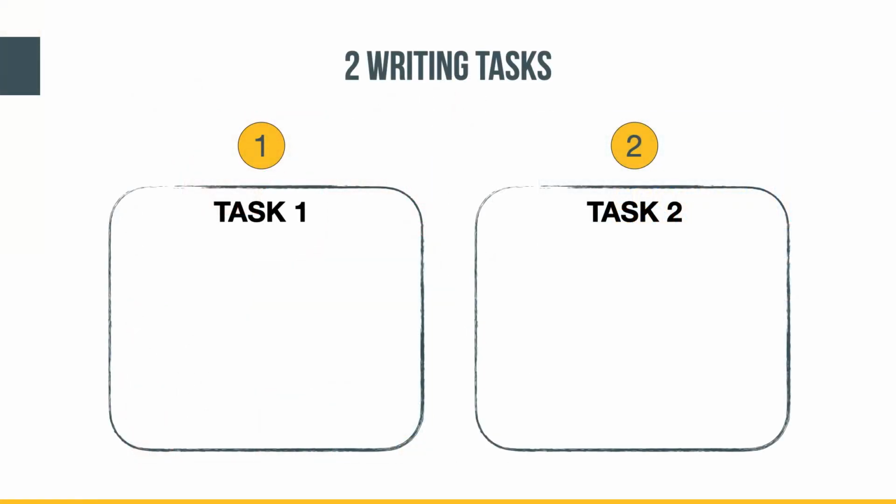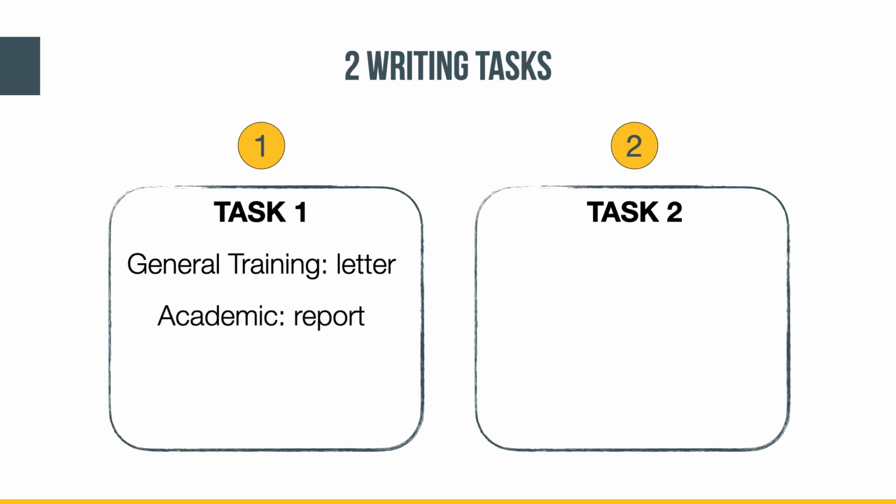So there are two writing tasks, Task 1 and Task 2, and in the general training test, you're asked to write a letter, and in the academic test, you have to write a report about a piece of visual information such as a graph or a table or a map or a diagram, and you have to write at least 150 words in Task 1.